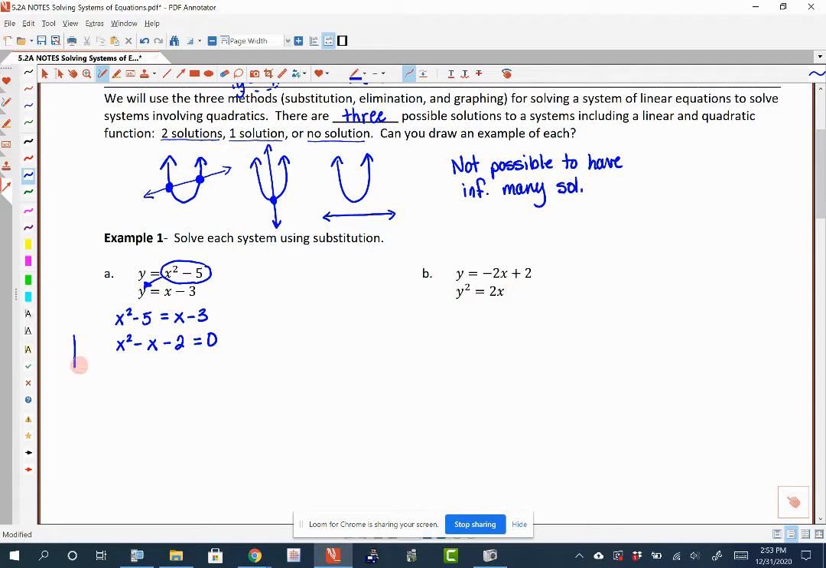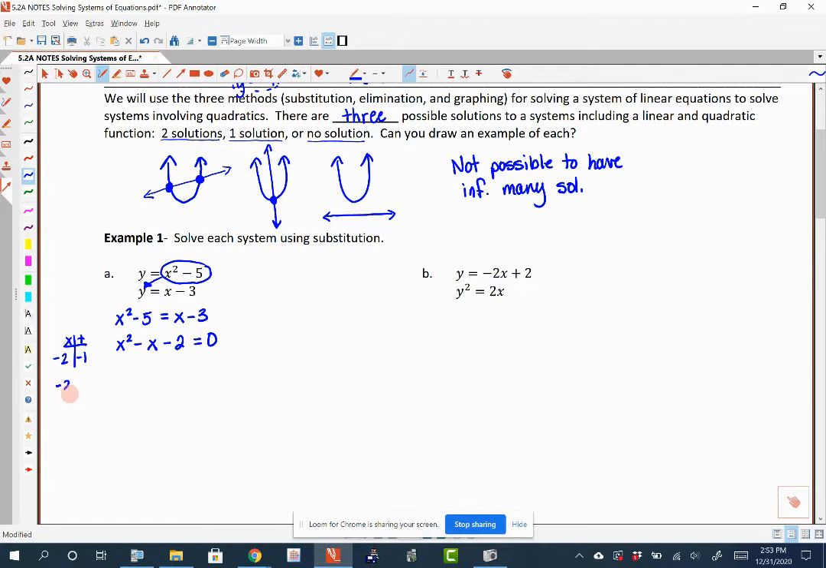Well, I would probably try and play my game first. What multiplies to negative 2 but combines to be negative 1? And if this works, then I don't need to use the quadratic formula. But if I can't play my game, then I'm going to need to use the quadratic formula.